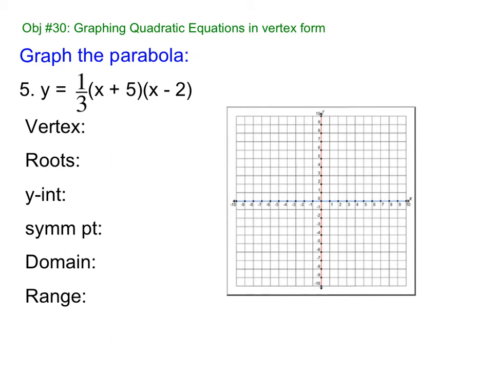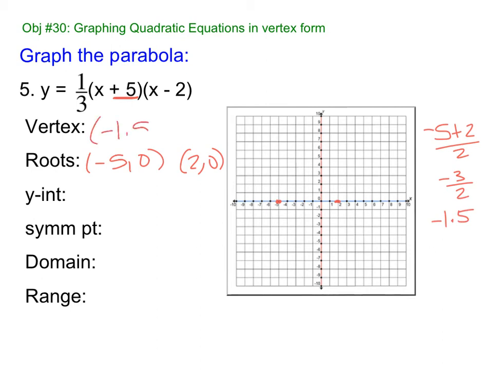Alright, set each of these equal to 0, so we end up changing the sign. So negative 5, 0, and 2, 0. Negative 5 and 2. We're going to add those, divide by 2. Negative 5 plus 2 divided by 2. That's negative 3 over 2. Negative 1.5. And then we're going to plug that into our equation, see what we get.